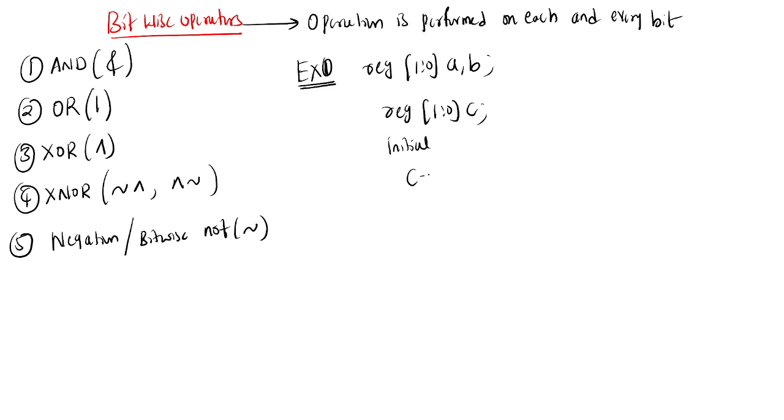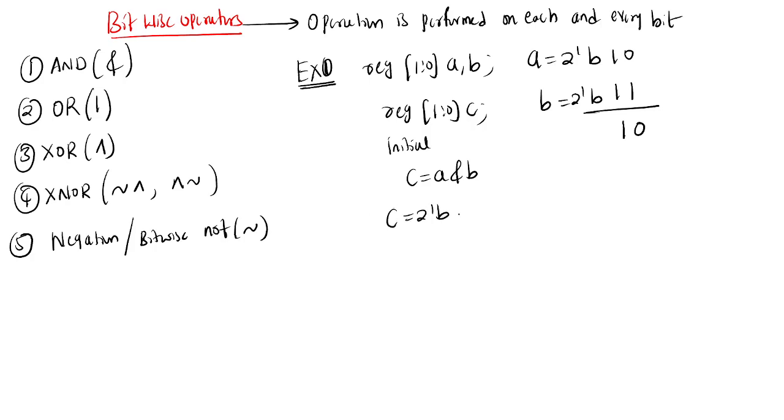Initial c equal to a and b. Let us take a equal to 2'b10 and b equal to 2'b11. When you do the bitwise AND operation, each and every bit it will do the operation. This is 0 and this is 1. So what is the value of c at last? You will get c equal to 2'b10. Okay, so this is an example.